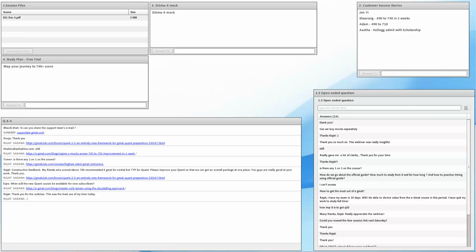The personalized study plan is one-on-one, Tomar, yes. Yes. You need that level of personalization, so that's why we do that.